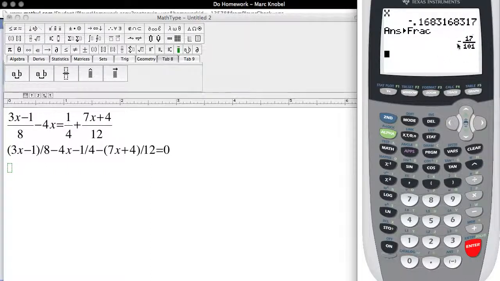And I can use the fractional form here if I like for the exact value instead of having to use all the decimal places. Or, depending on what the problem asks, I might need to use a decimal approximation. So in either case, these are different ways of representing the value that's the solution to our original equation. So if we go back to our original equation, this value of x, either in fractional or decimal form, should satisfy 3x minus 1 over 8 minus 4x is equal to 1/4 plus the quantity 7x plus 4 over 12. So when I substitute for x, I should get a true statement. And I'm going to go ahead and check this on my graphing calculator and make sure this works. So let's go ahead and check.